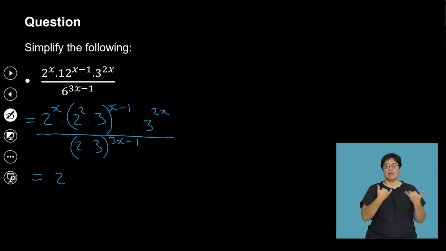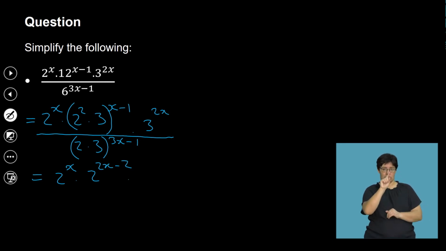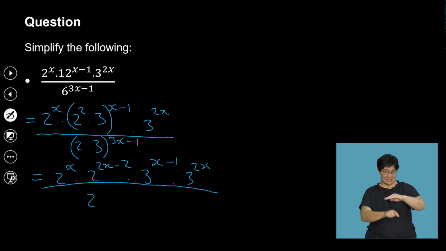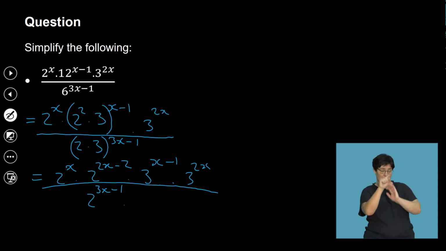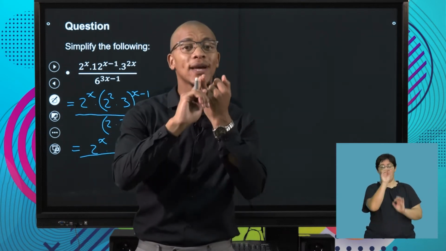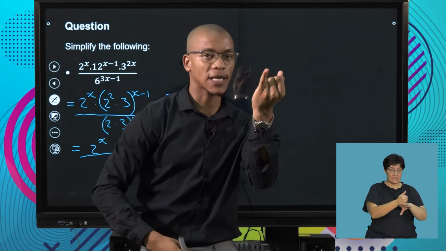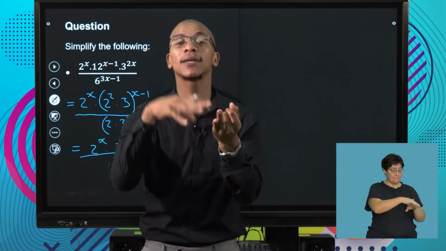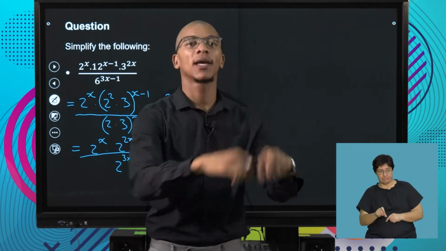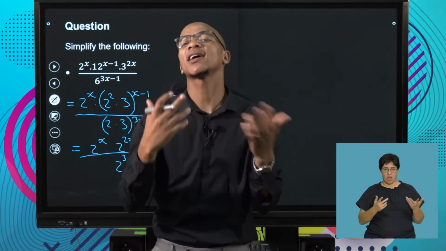So this will then be 2 to the exponent of x times 2 to the exponent of 2x minus 2 times 3 to the exponent of x minus 1 times 3 to the exponent of 2x. And then all of this is divided by 2 to the exponent of 3x minus 1 times 3 to the exponent of 3x minus 1. Then from here, guys, this is where you look at your laws of exponents, right? We said when we are dividing and the bases are the same, we subtract the exponents. When we are multiplying and the bases are the same, we add the exponents. So you will start with the multiplication one at the top, the multiplication one at the bottom, and then go into the division because it will be a numerator and a denominator from there.